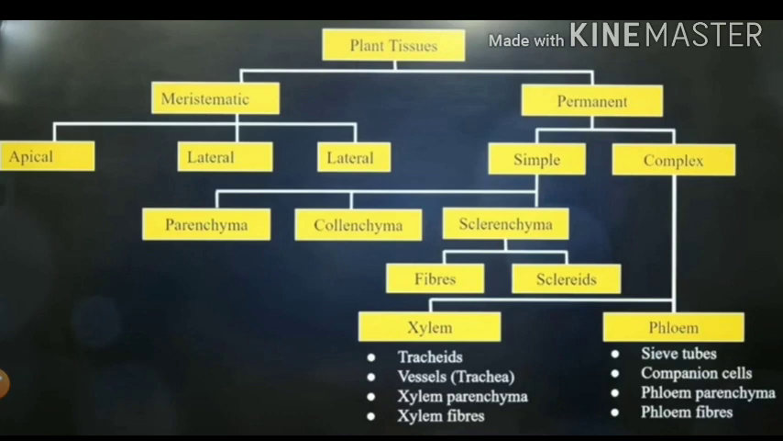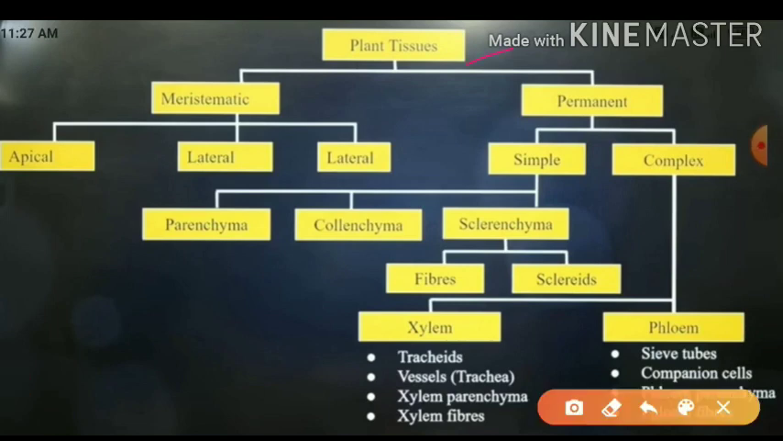So guys, before we discuss permanent tissue, let us have a look at this picture which I am showing here. Basically our plant tissue is divided into a meristematic region as well as a permanent region. Try to understand one thing: a meristematic tissue or region is where the cells are very active and divide rapidly. That region is said to be a meristematic region or meristematic tissue.